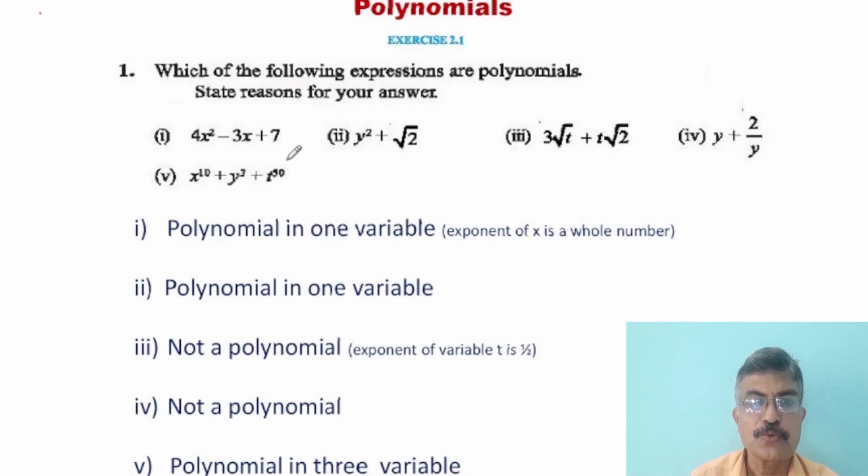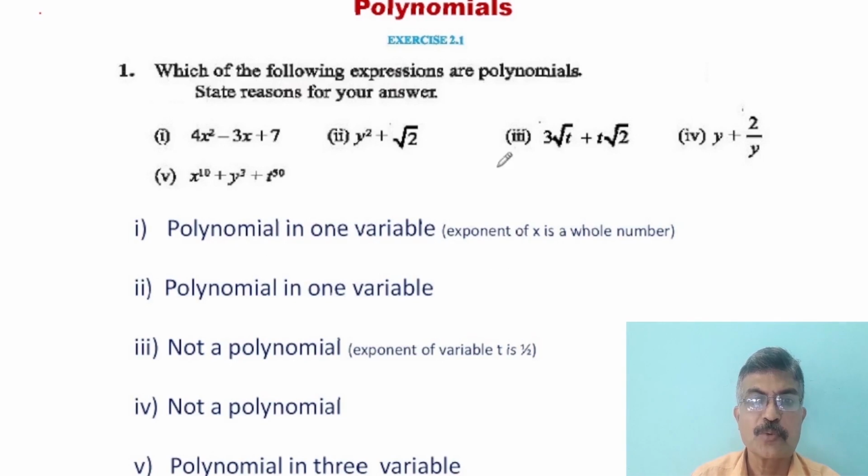Consider the first one: 4x square minus 3x plus 7. Here the variable is x. Are the exponents of the variable whole numbers? Here the exponent of x is 2, here the exponent of x is 1. This is a constant term; if we consider it with the variable, its exponent is 0. So this is a polynomial in variable x. The exponents of x are whole numbers.